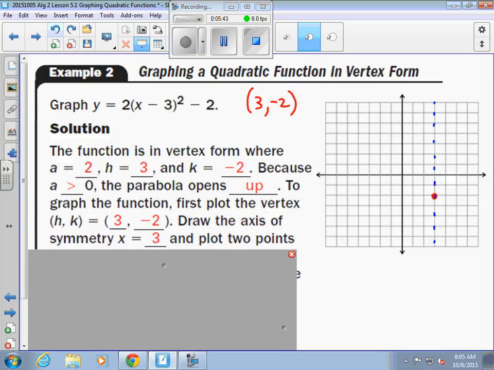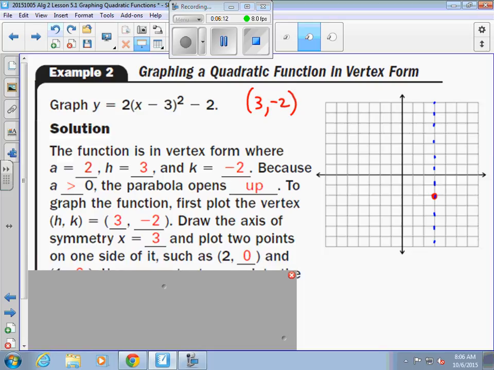Let's go through all of this right here. I think I just did all of that. Not quite that far. Okay, the function is in vertex form where a is equal to 2, h is equal to 3, and k is equal to -2. Because a is greater than 0, we know it opens up. To graph the function, first plot the vertex (3, -2). We did that. And then draw the axis of symmetry where x is equal to 3.